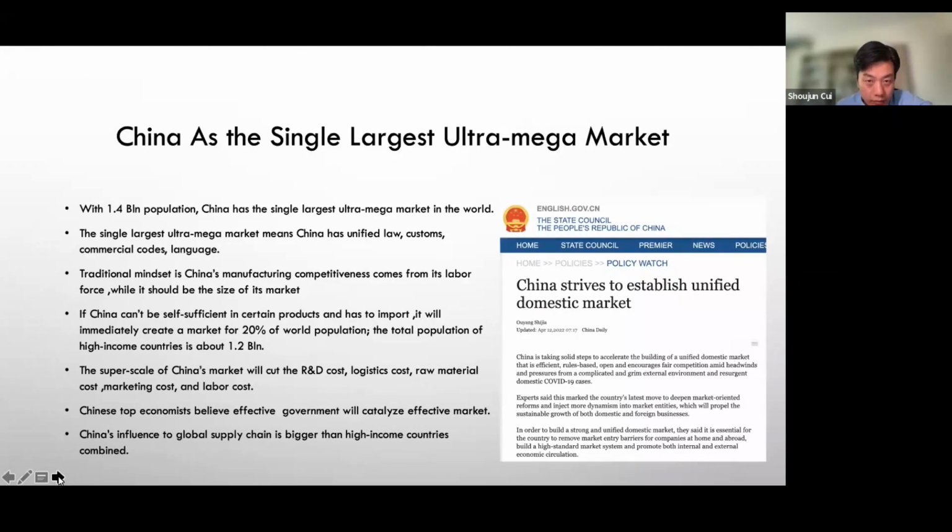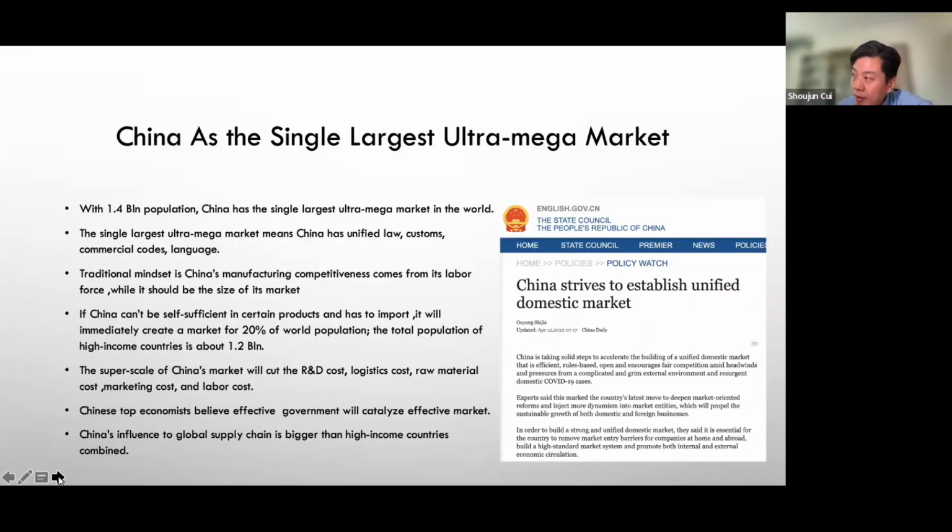Then I will explain why we see that China is the single largest ultra mega market. There's a news from the Chinese government, from the State Council. You can read the date is April 12th of this year. The title is China strives to establish a unified domestic market. China has a 1.4 billion population. That makes China the single largest ultra mega market in the world.